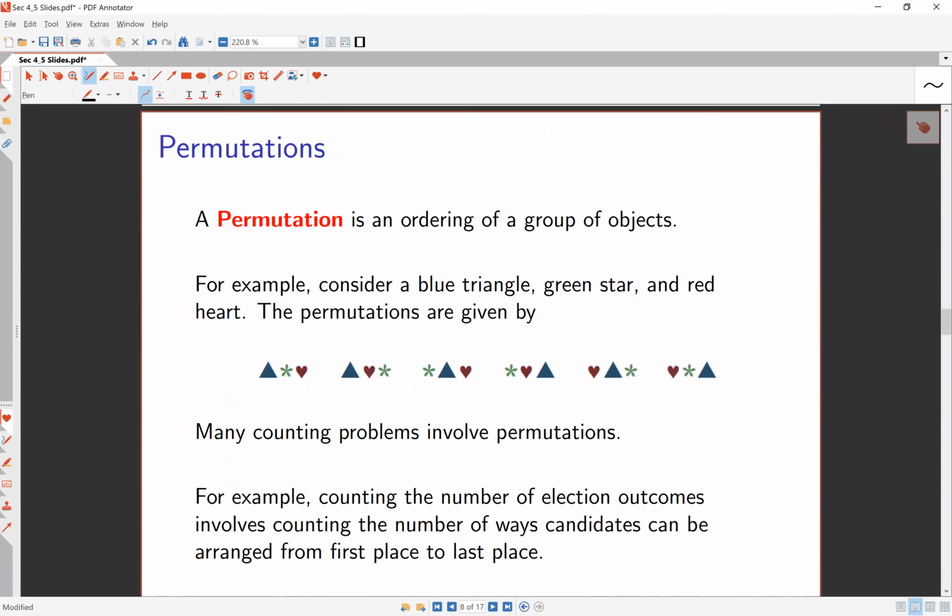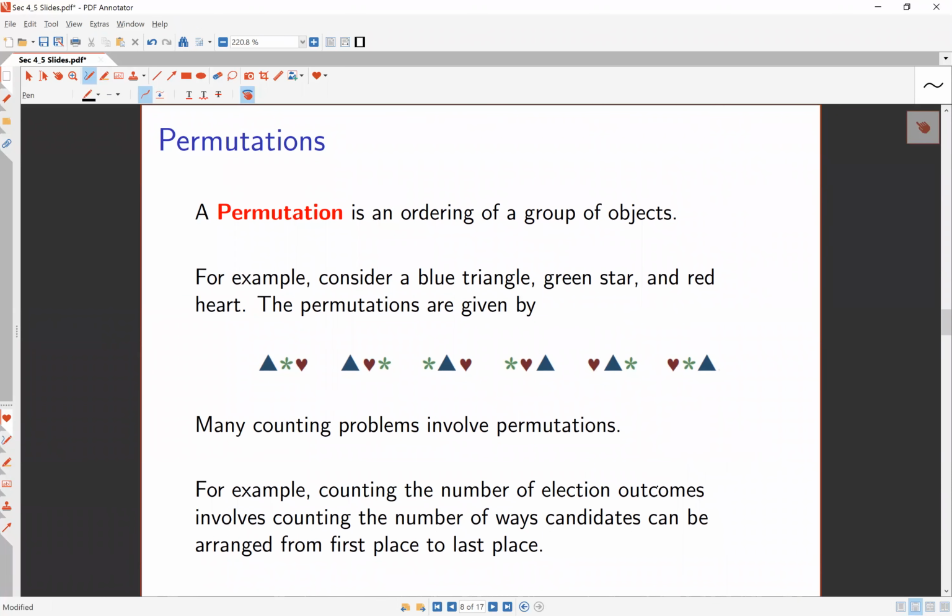Now, there are 2 very specific counting techniques that will be important for us going forward. The first of these is known as a permutation. Now, a permutation is an ordering of groups or objects.